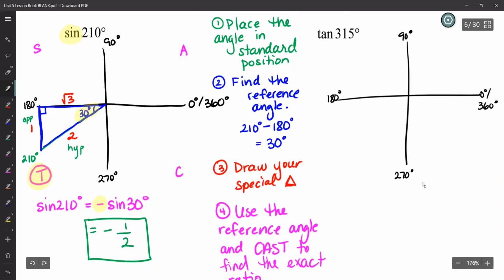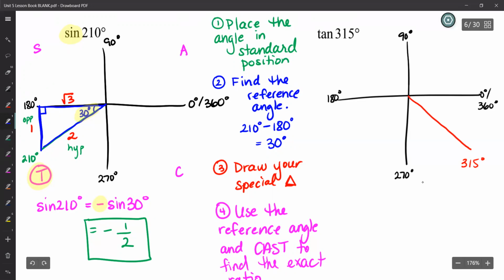And 315 should be about halfway between 270 and 360. So 315 is probably like right around here. So that's the first step. Place the angle in standard position, so rotating from 0 counterclockwise.